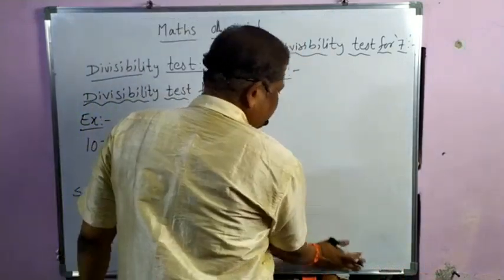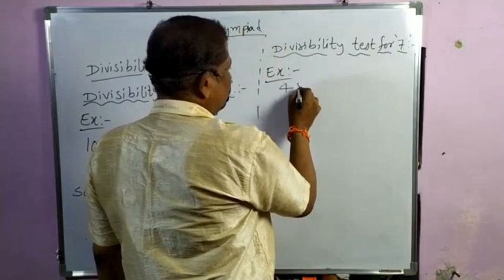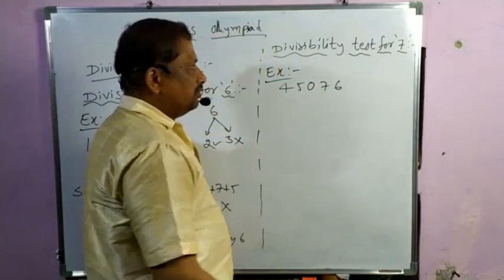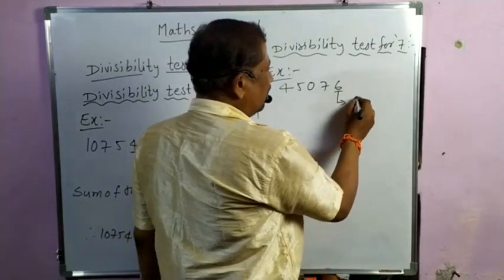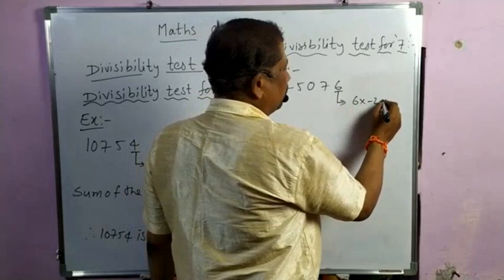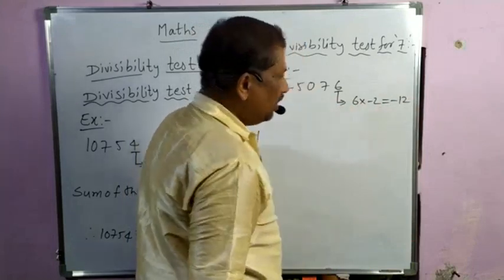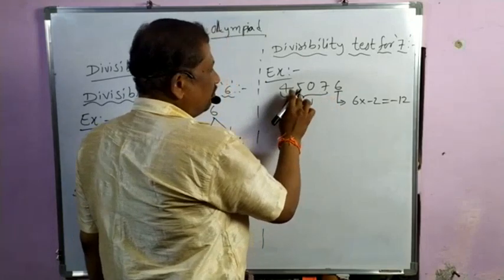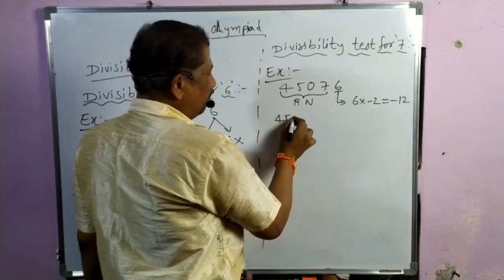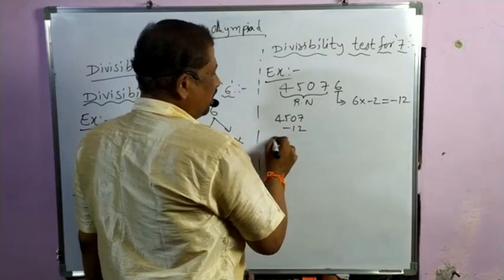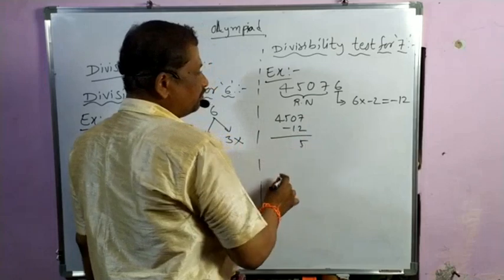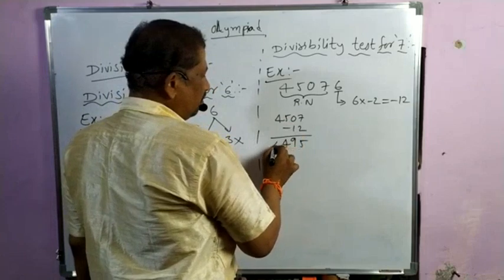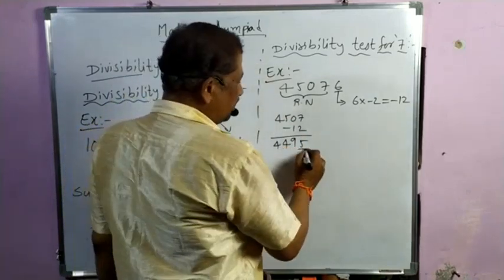Let us see by taking one example. Consider the number 45076. You take the last digit, multiply it by 2, double it, and subtract it from the remaining number. The remaining number is 4507. In this we have to subtract 12. What do we get here? 4495. Again this is a bigger number, no?